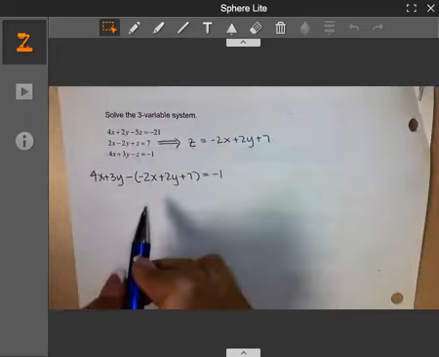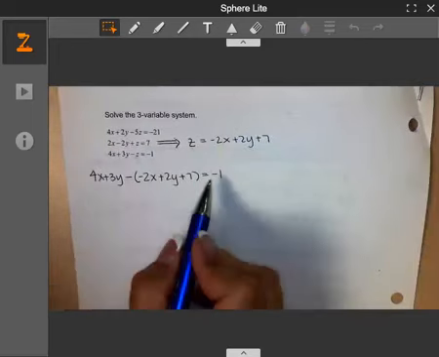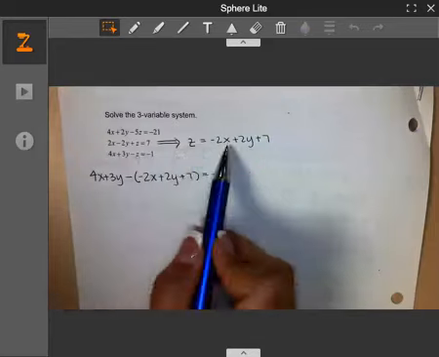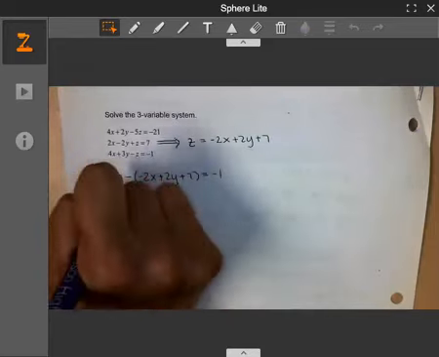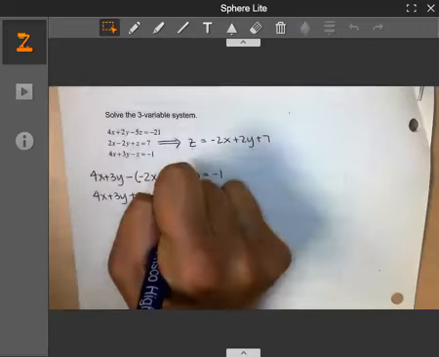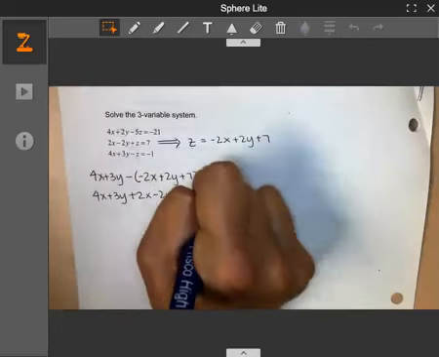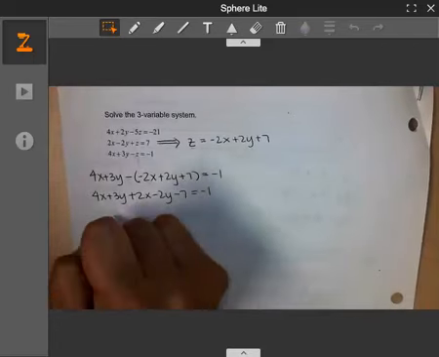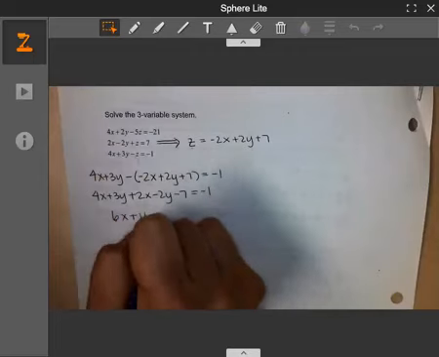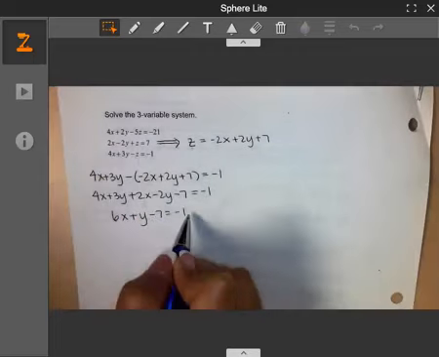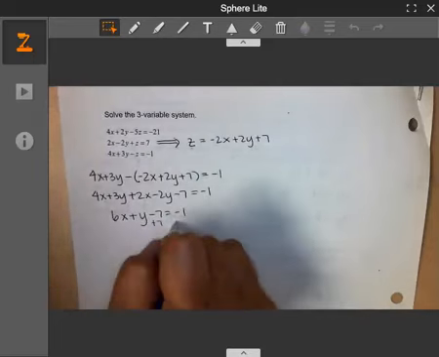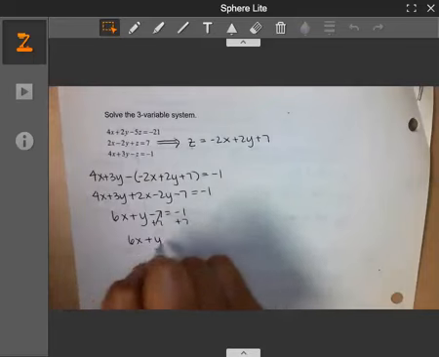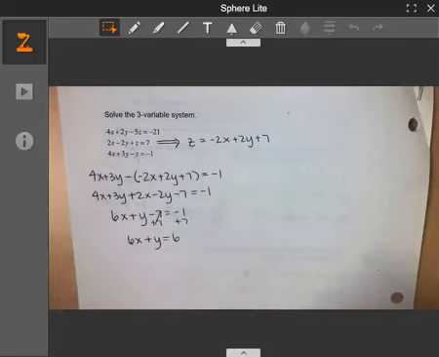The only thing I have changed in the entire equation is the z. I've replaced it with this portion right here. So now we distribute. And we combine our like terms. And then I'm going to bring this 7 to the other side so that the constants are together. So I add that 7. And we get 6x plus y is equal to 6. I now have a two-variable equation.